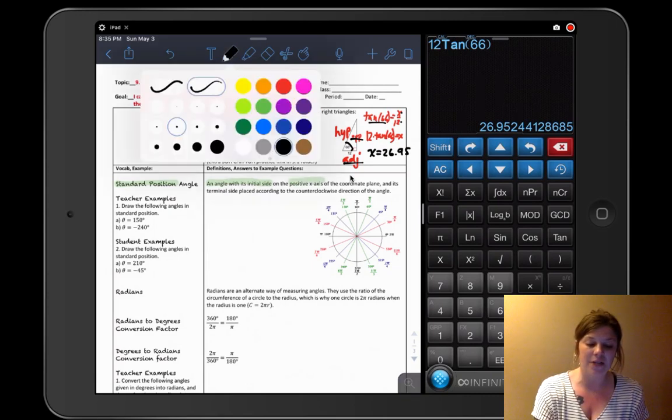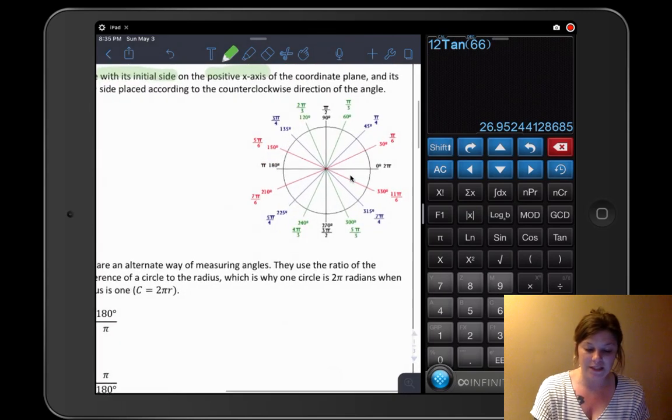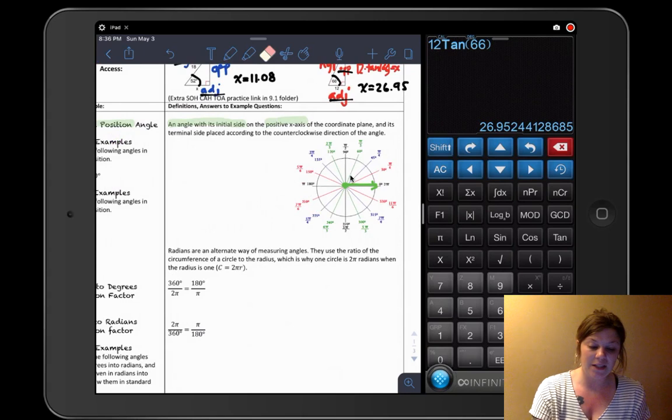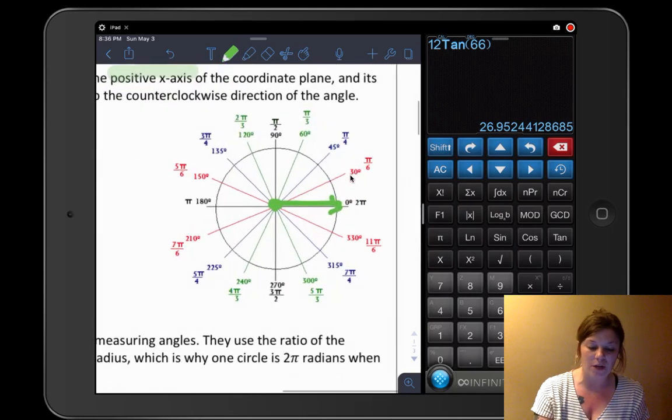So looking down at this picture we have here, this is the positive x-axis right here, right? Here is our origin (0, 0). We have this circle around the origin, and the positive x-axis would be where I put that green arrow there. And then its terminal side, which means its ending side, is placed according to the counterclockwise direction of the angle. So basically the idea is once we know what angle we're looking for, we're going to go in the counterclockwise direction until we get to it.